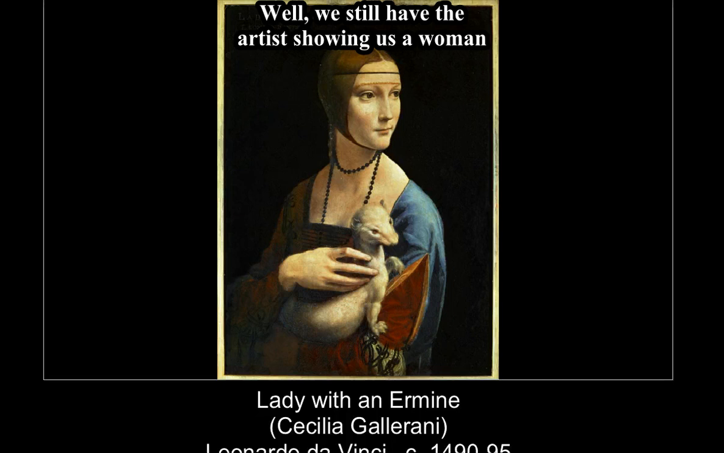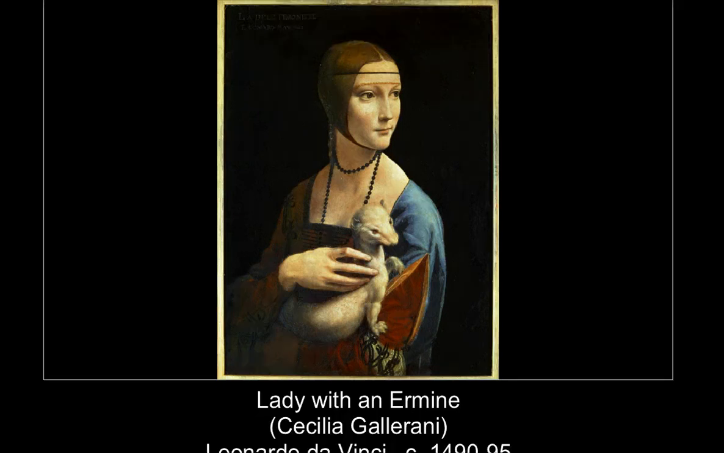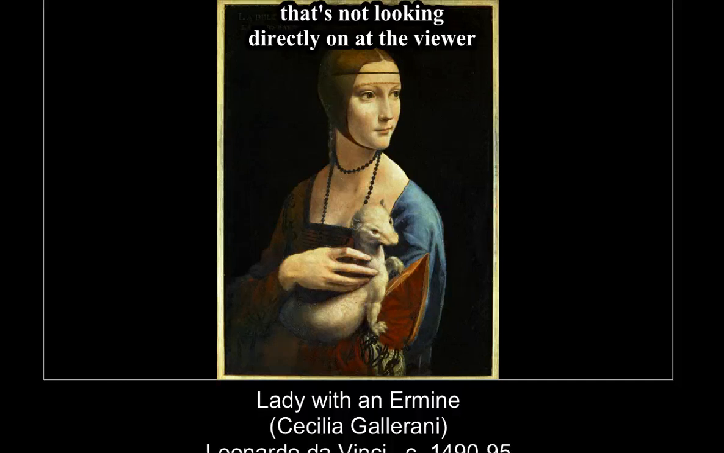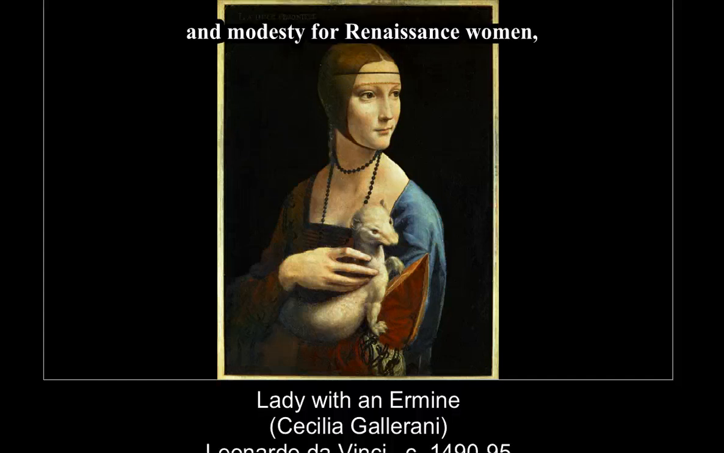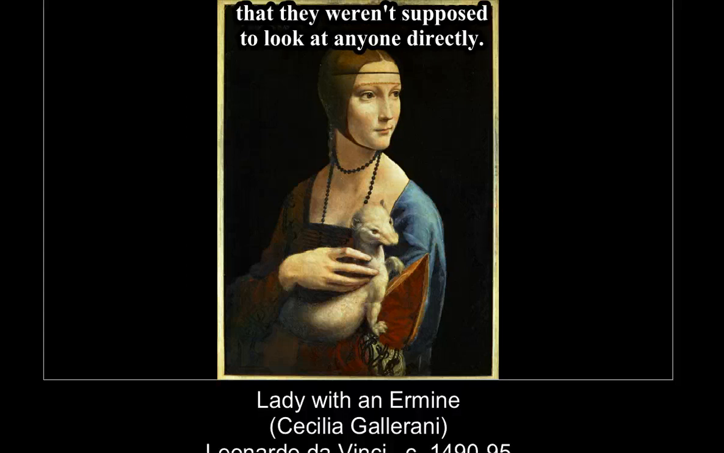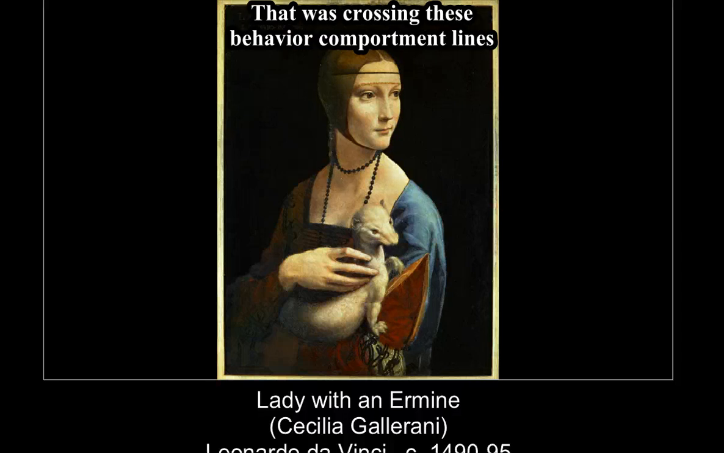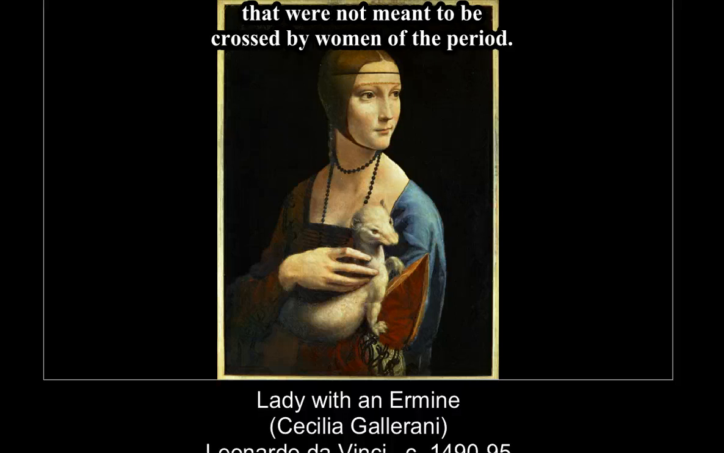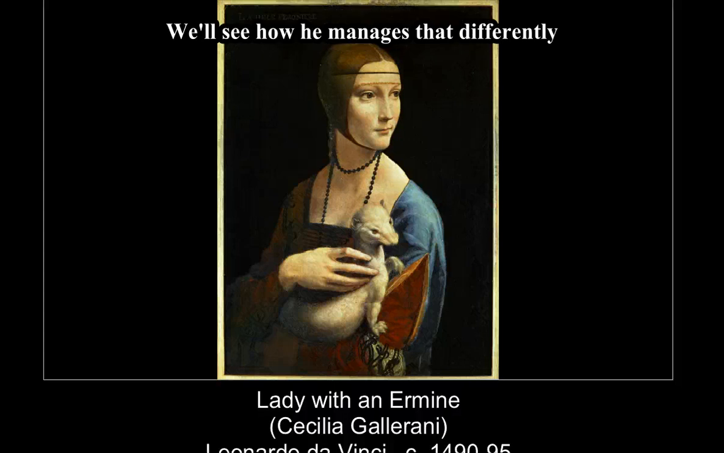While we still have the artist showing us a woman that's not looking directly out at the viewer, and so maintains those ideas about chastity and modesty for Renaissance women, that they weren't supposed to look at anyone directly. That was crossing these behavior comportment lines that were not meant to be crossed by women of the period. We'll see how he manages that differently in another example.